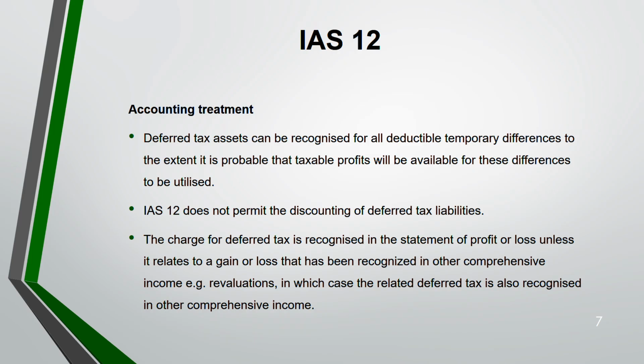So the charge for deferred tax will be recognized in your statement of profit and loss unless it relates to a gain or loss that has been recognized in other comprehensive income, for example revaluations. In which case your deferred tax also will be recognized in other comprehensive income. Mostly this is for property, plant and equipment under IAS 16. If it has been revalued, the gain or loss will be recognized in OCI, so the deferred tax gain or loss will also be recognized in OCI. Otherwise, almost all of the time, the deferred tax will be recorded in profit and loss.